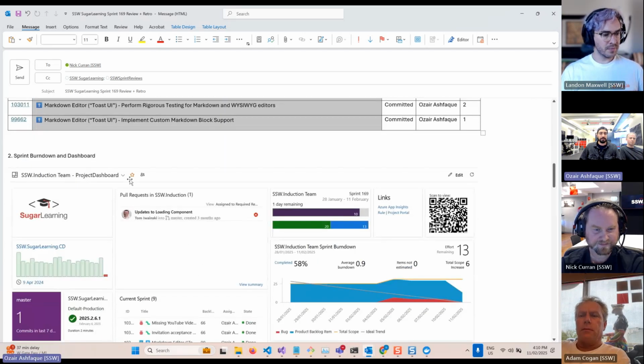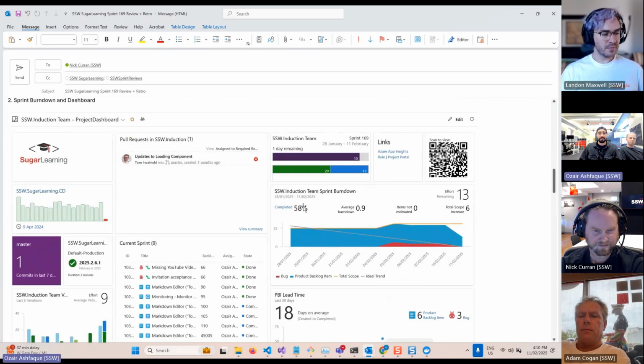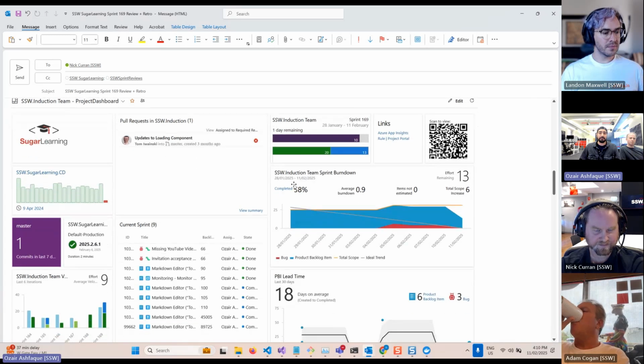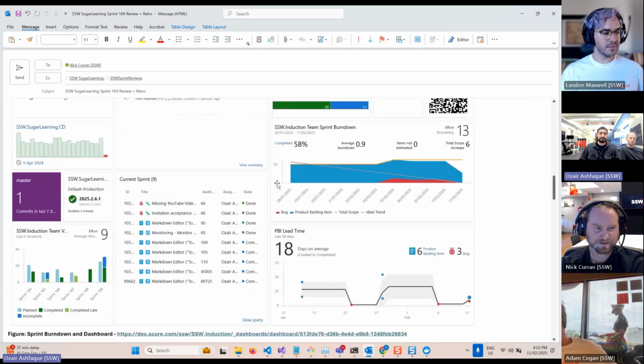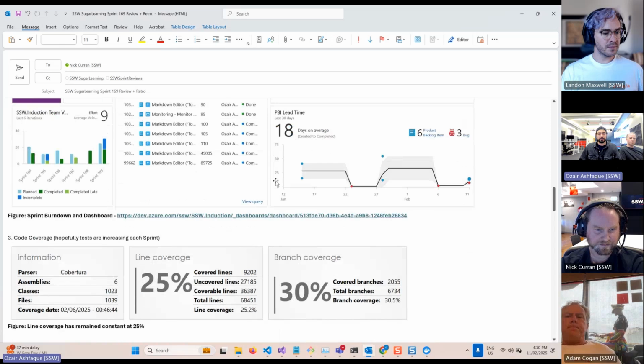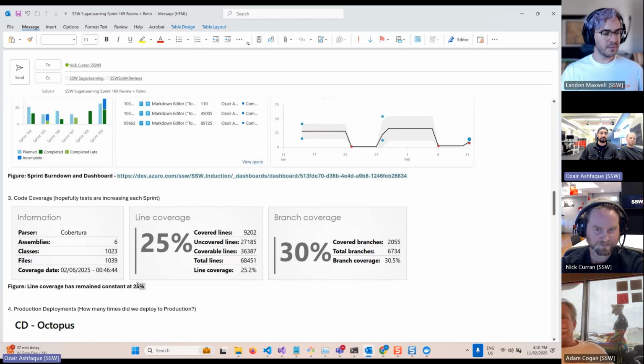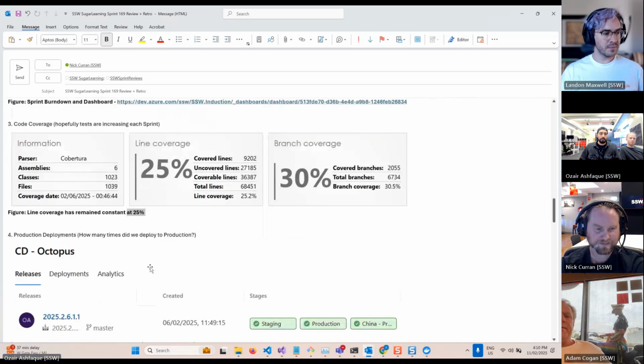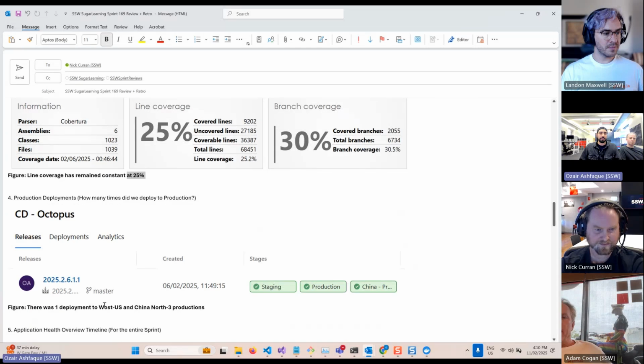Going to the sprint burn down, we have completed 58% of items, and the line coverage remains consistent at 25%. We did have 1 deployment to West US and China North productions.